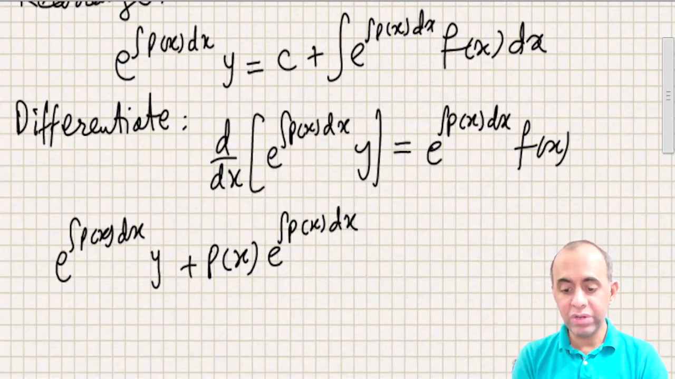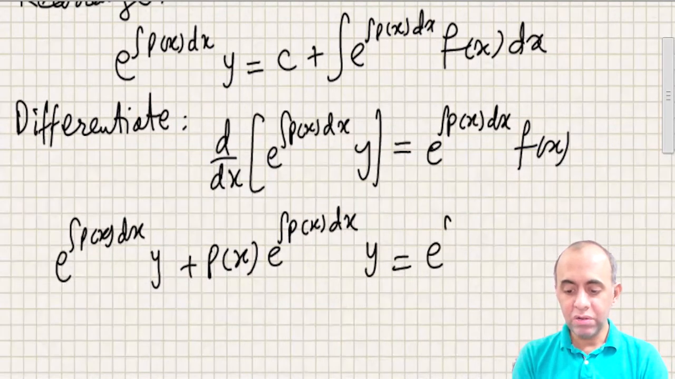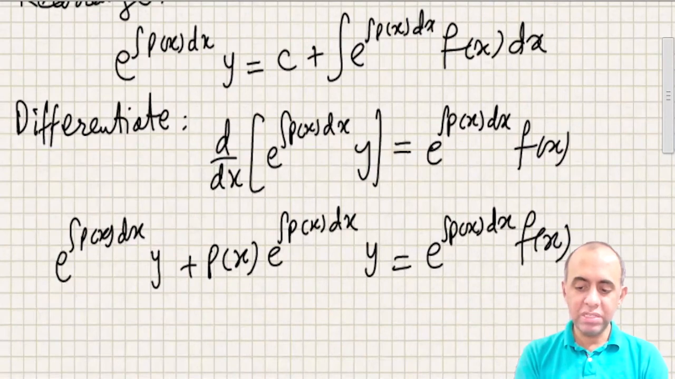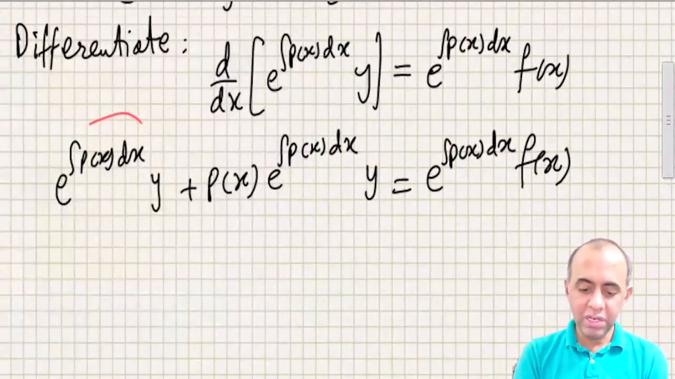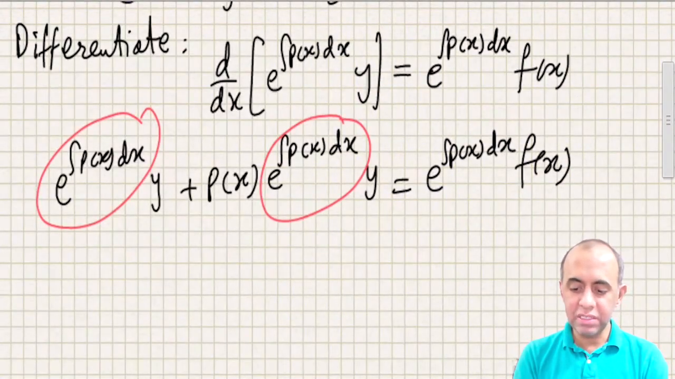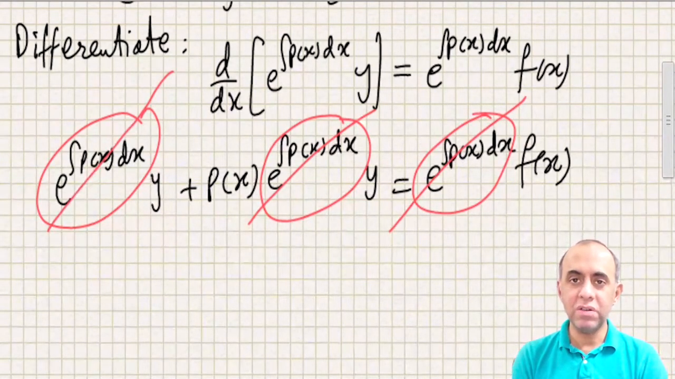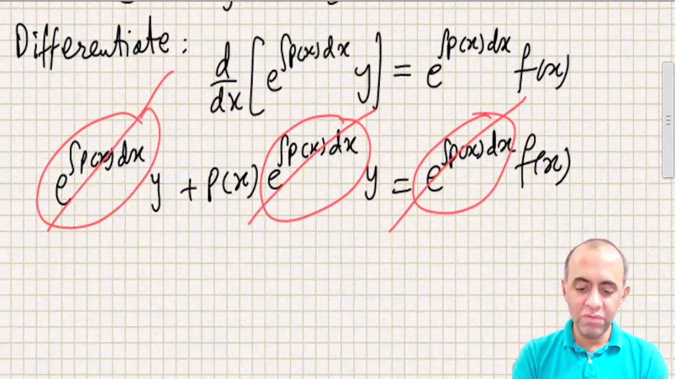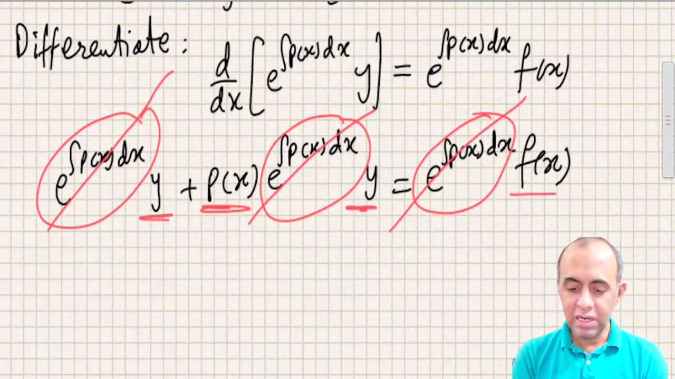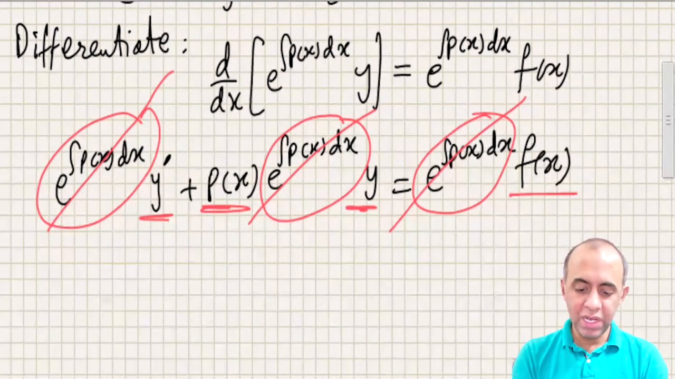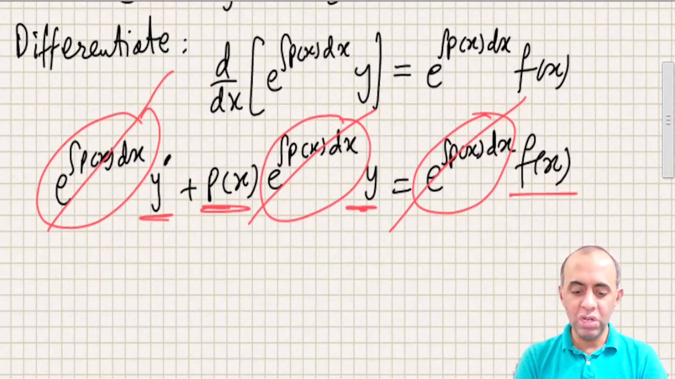And now we're going to write a y over here, and on the right hand side we get e to the power integral p of x dx times f of x. Now this is the magic part. What is happening here? All of these things, this factor can be cancelled out. That's the magic of this method, that we simply get rid of all of this. And what are we left with? We are left with this, and this part. And there should be a y prime here because we're applying the product rule.